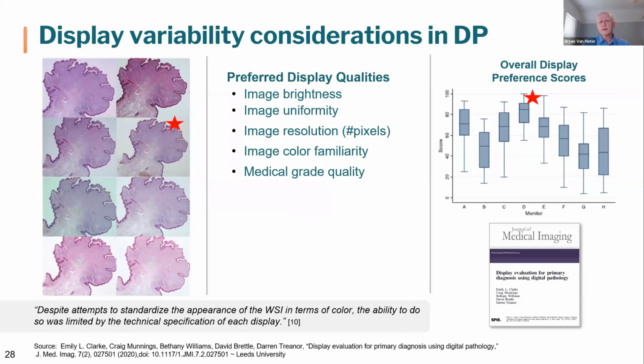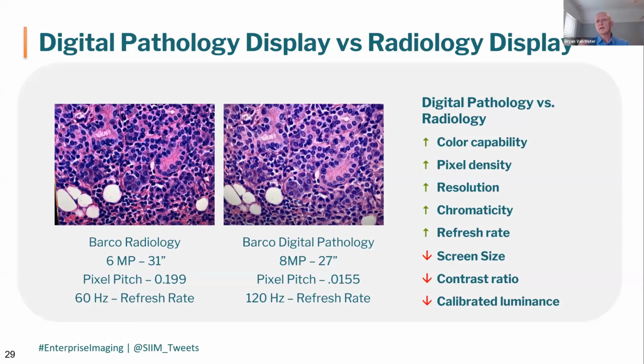Barco is a market share leader in radiology, and we wanted to use our radiology technology and know-how to move into the digital pathology image. That comparison is a little bit different. On the left is a Barco Coronis 6MP, which is a 31-inch display. You can see the pixel pitch and the refresh rate. And on the right is the image of a Barco display that we built for digital pathology and brought out a few years ago. It's 27 inches and it's 8 megapixels.